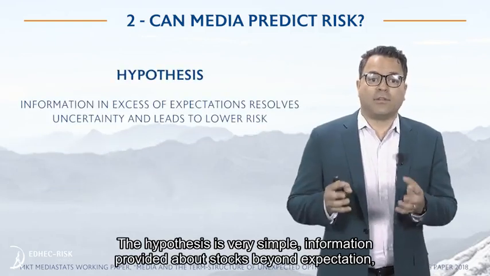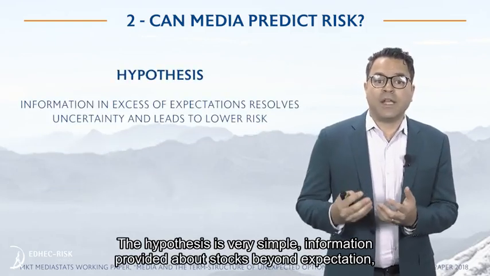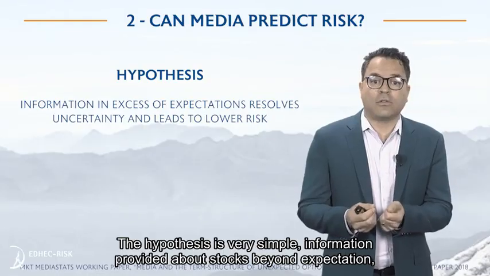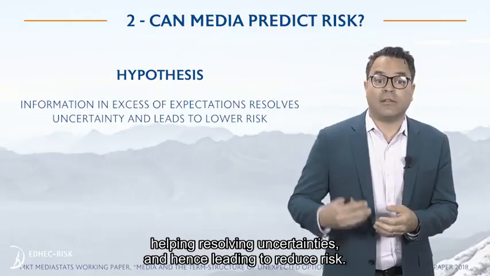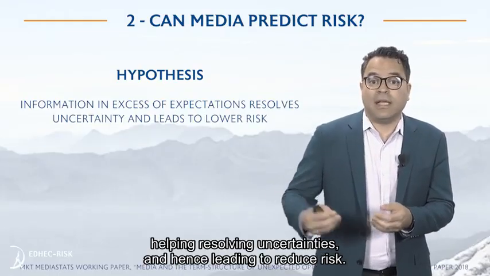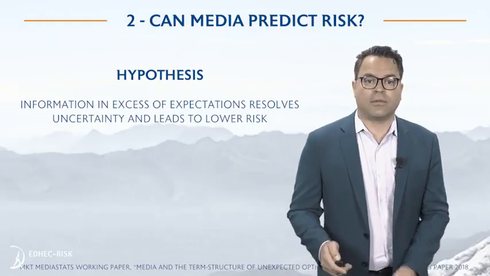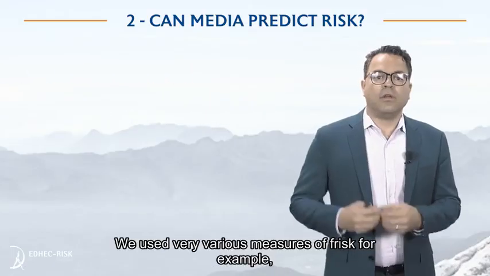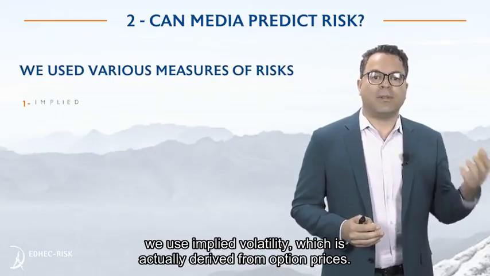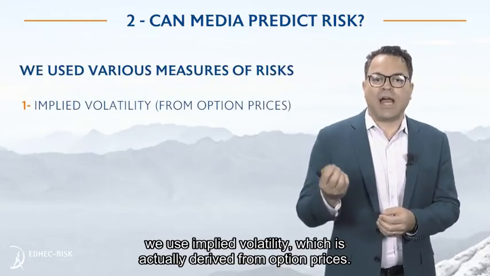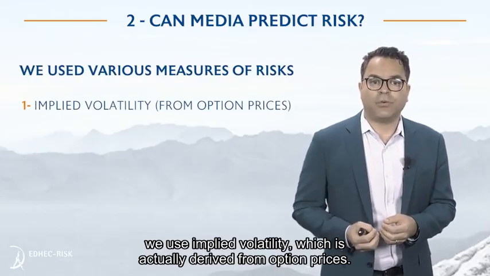The hypothesis is very simple. Information provided about stocks beyond expectation helps in resolving uncertainties and hence leads to reduced risk. We used various measures of risk. For example, we use implied volatility, which is derived from option prices.